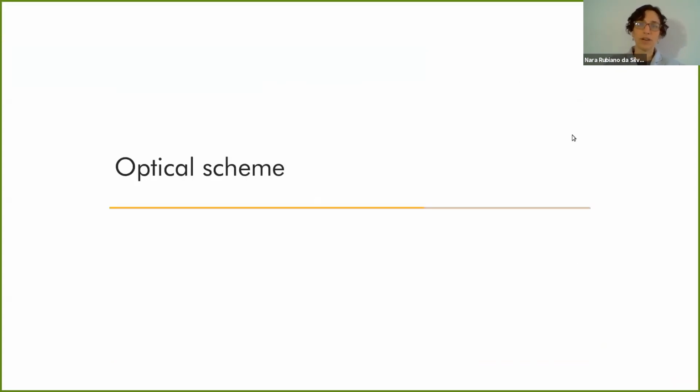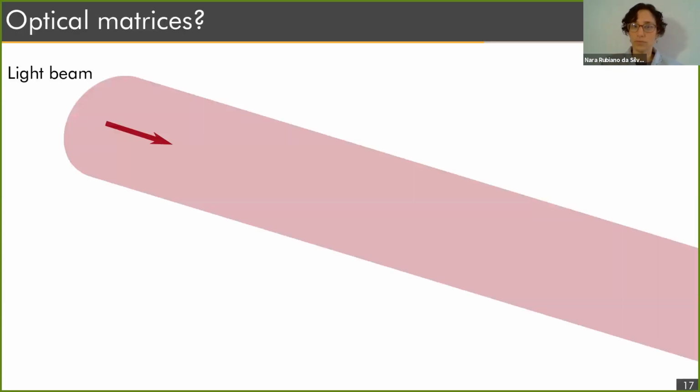Okay, in this last part of my talk, I will show you how we can now implement this operation, which is a matrix by vector multiplication, using an optical setup. For that, I have to show you how we can encode matrices and vectors using a light beam.